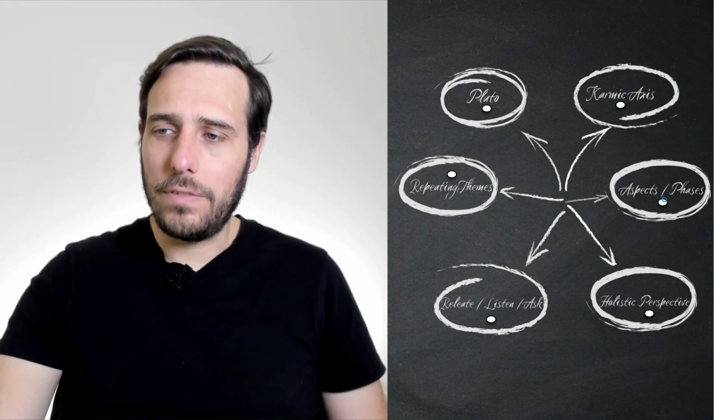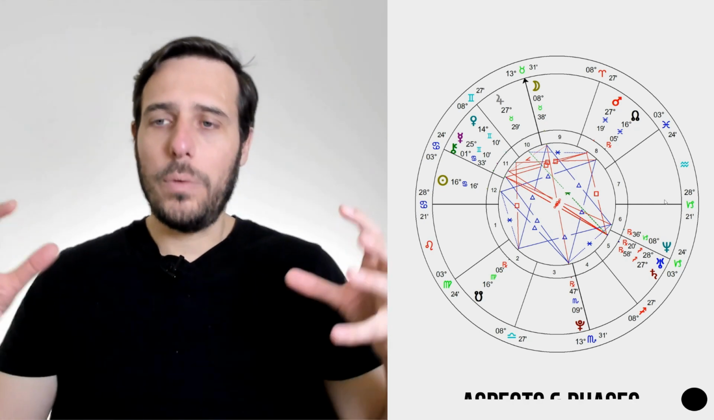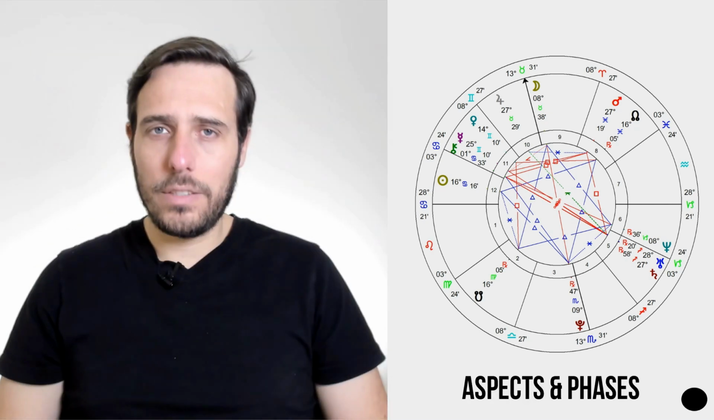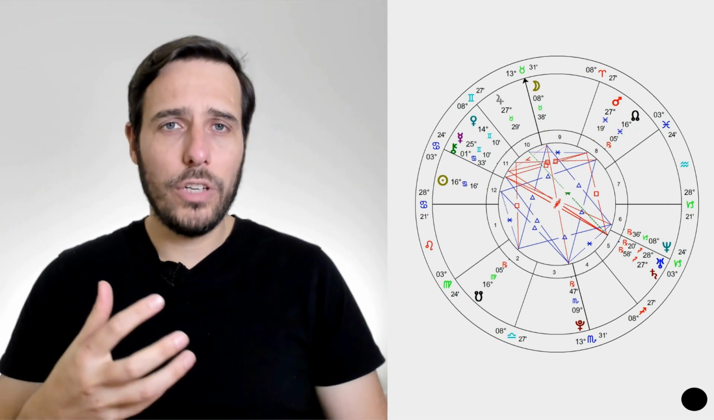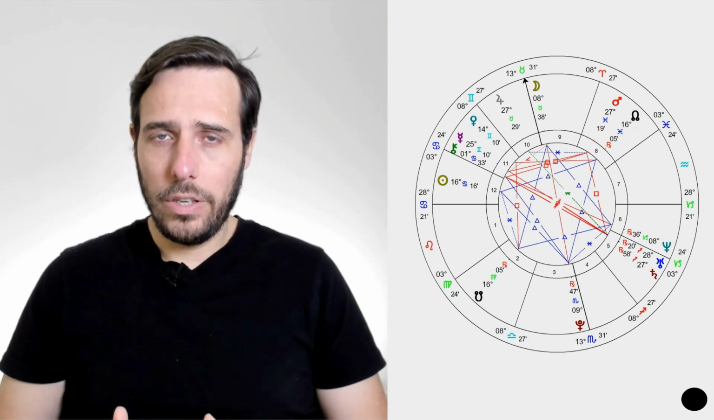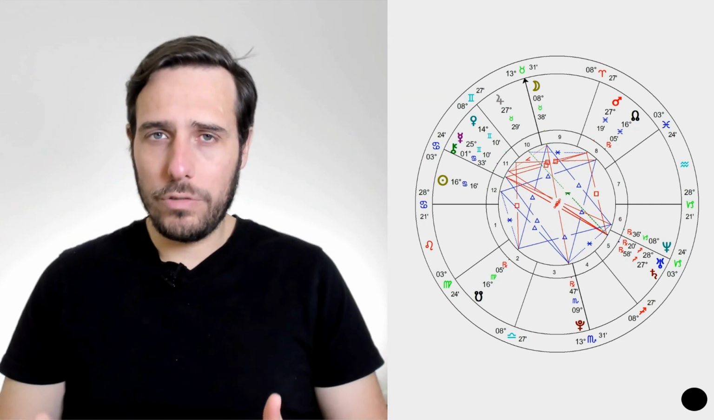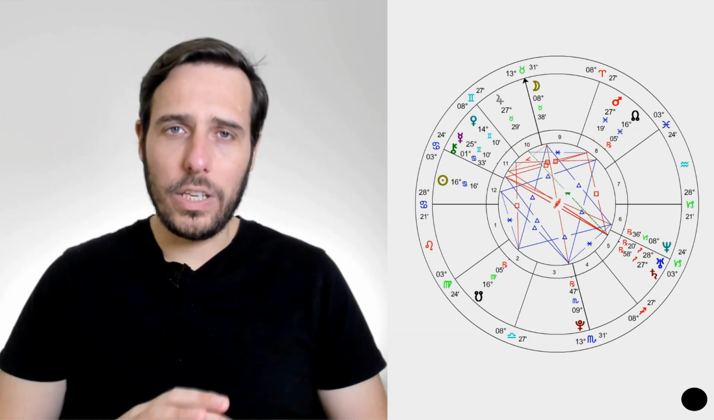Now, aspects and phases is where we integrate the squiggly lines. But by this time, I've gathered a lot of structure about the chart. So when the squiggly lines come involved, I can start to see, okay, now I see how these planets are really communicating with each other.